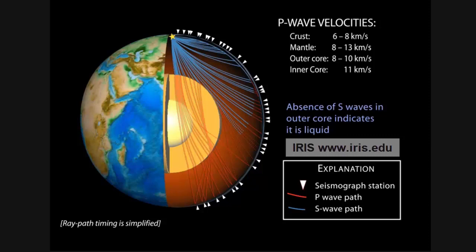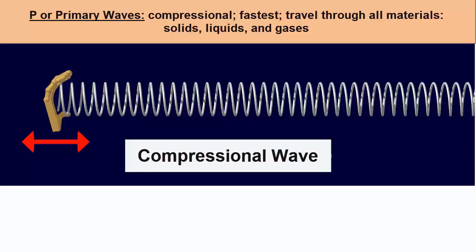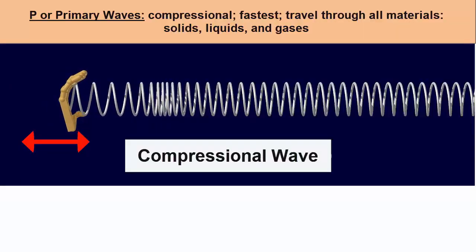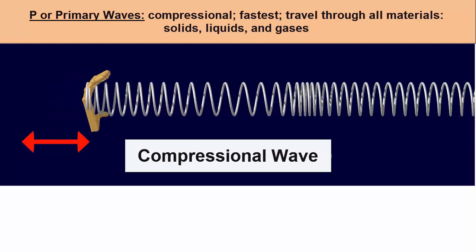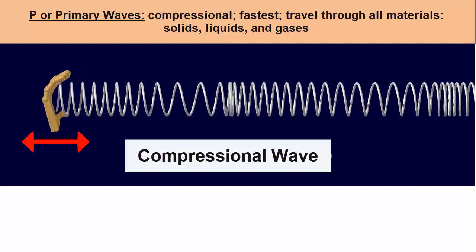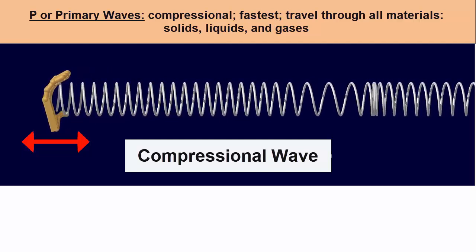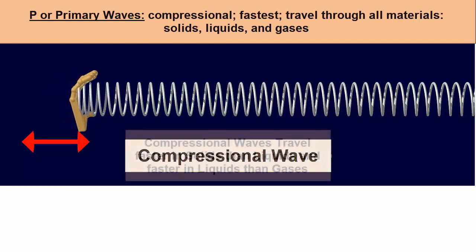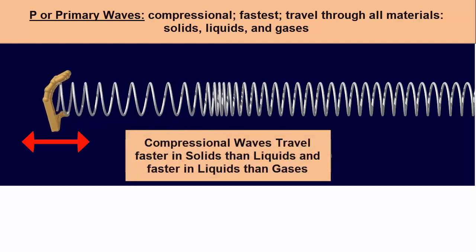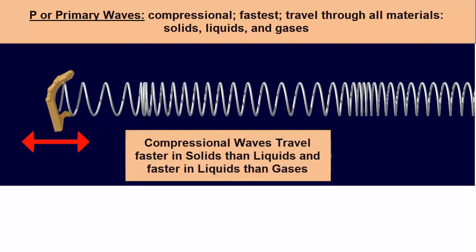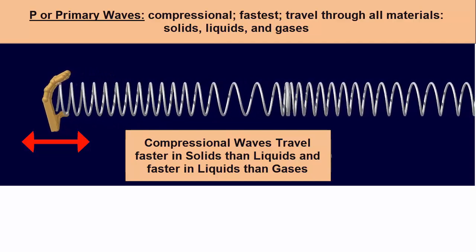We also know that P waves, which are compressional, can travel through all materials: solids, liquids, and gases. However, since solids are more rigid than liquids, and liquids more rigid than gases, they will travel faster through solids, slower through liquids, and slowest through gases.